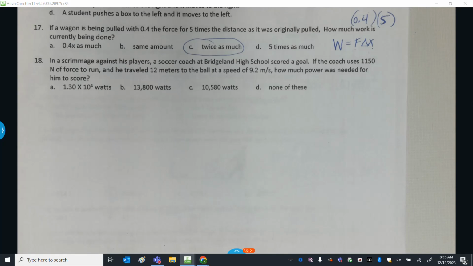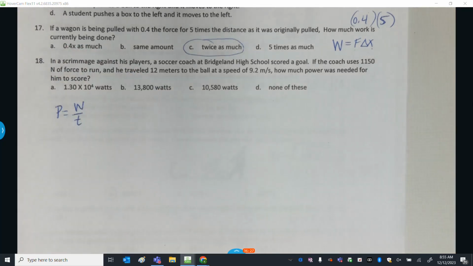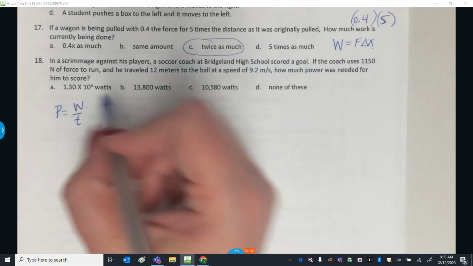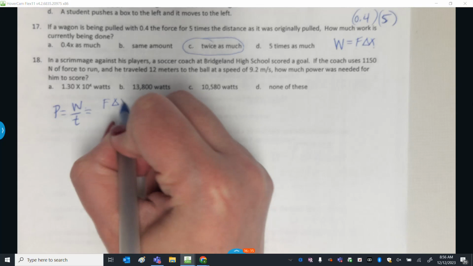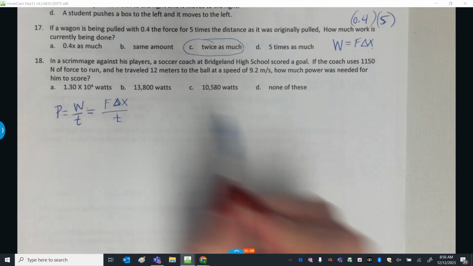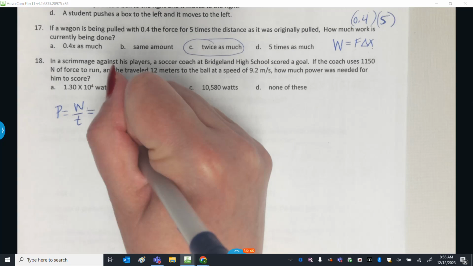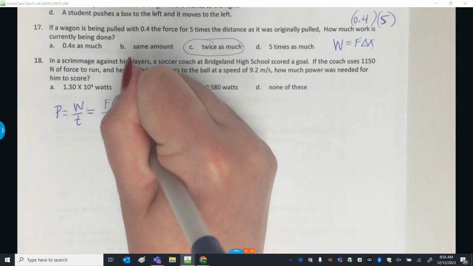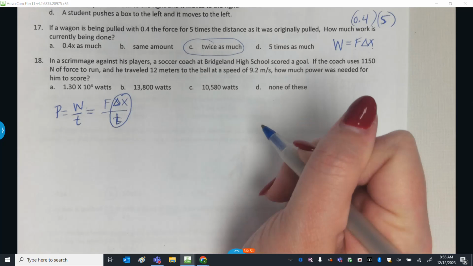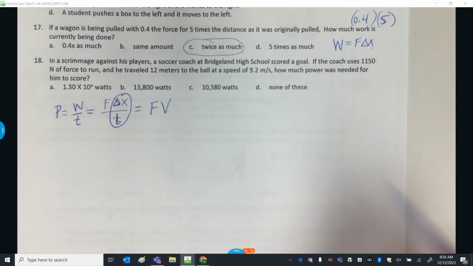So again, power is work divided by time. However, I don't have those pieces of information. So I know that work is force times displacement. So I can rewrite this equation as force times displacement over time. But again, I still don't have all those numbers. However, if I look at this, displacement over time is velocity. That's the definition of it. It's also the formula for it. So I can rewrite it again as force times velocity. We did this in class. It was in the notes too.